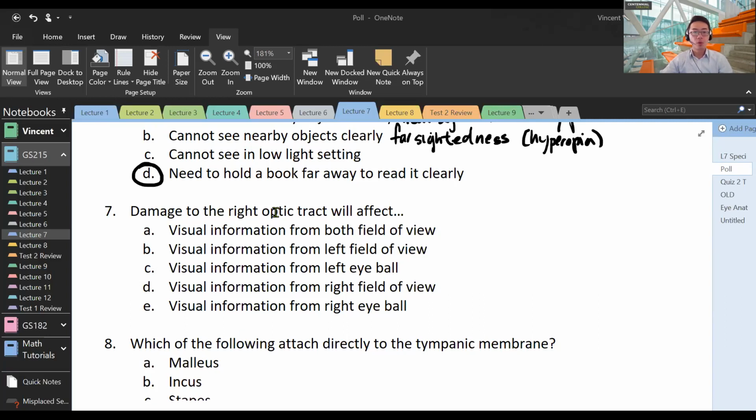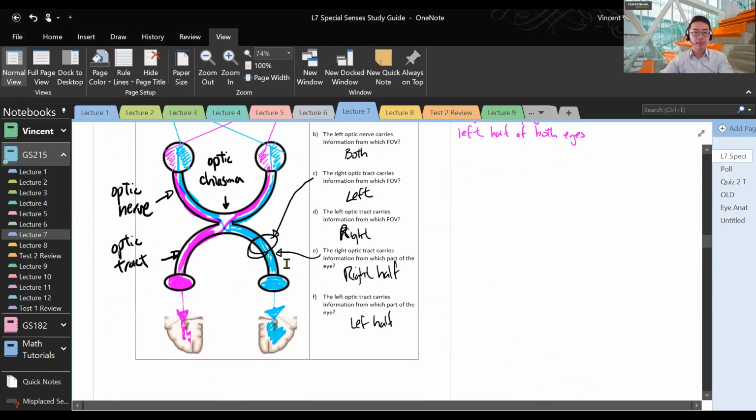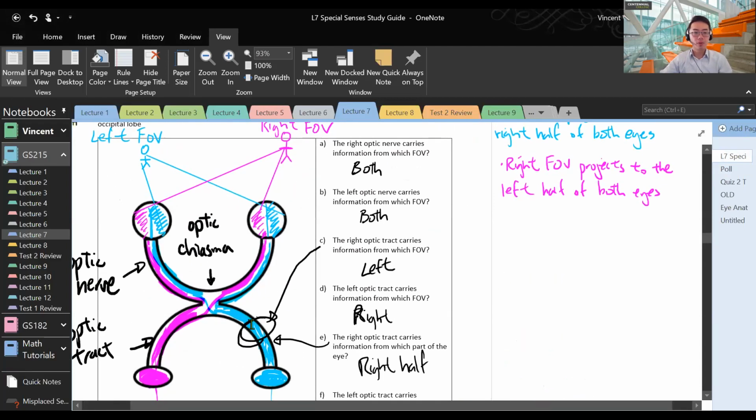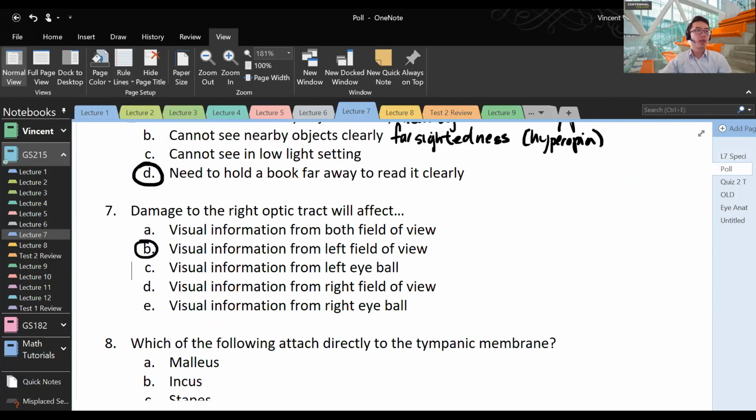So damage to the right optic tract will affect, and then we just have to go back to our diagram. Right optic tract is right here, and the blue one here. So if you damage the right optic tract, then the left field will not be processed. Is that what you guys chose? Yeah, visual information from the left field of view will be affected. So I hope that makes sense.